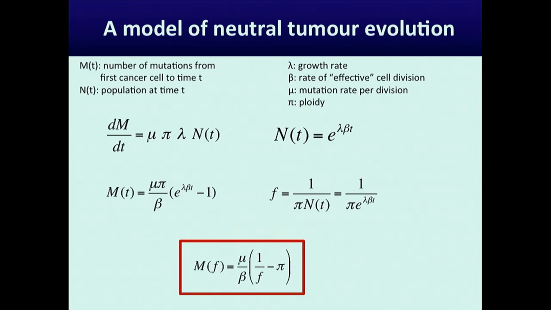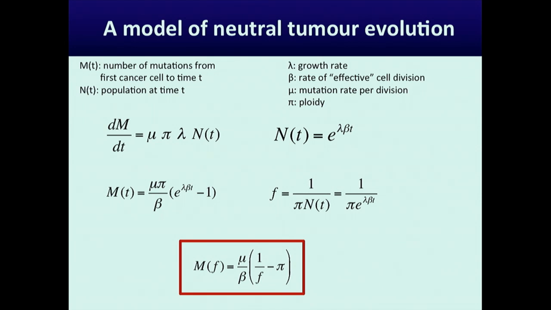And it has this characteristic form, this 1 over f form, which is what we saw in that cartoon: there are ever more mutations at ever lower frequency. So more and more mutations at lower and lower frequency. This equation is linear in 1 over f, and it has a parameter, the gradient of this linear line, which is mu over beta, where mu is the mutation rate per cell division, and beta is the death rate.